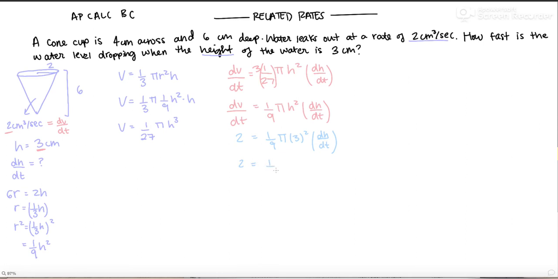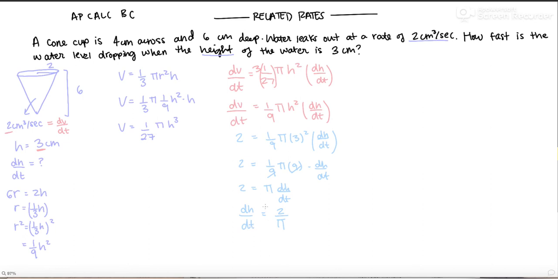So 2 equals 1 over 9 pi times 9 times dh over dt. 2 equals, we can cancel that out, pi dh over dt. And then we can simplify dh over dt, that's going to be 2 over pi. And now here, we have our 2 over pi, but that's not our final answer.